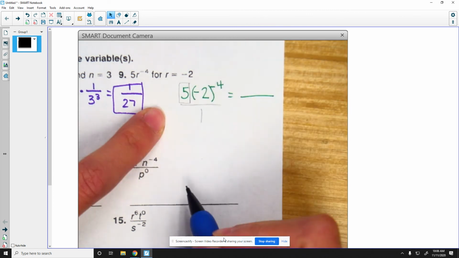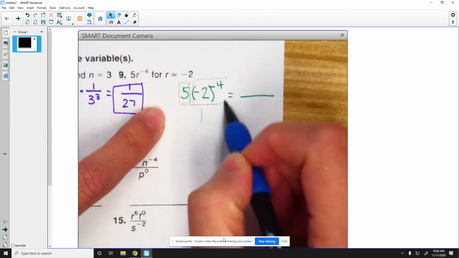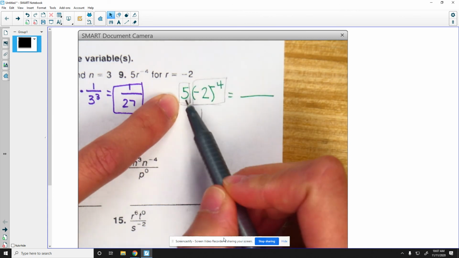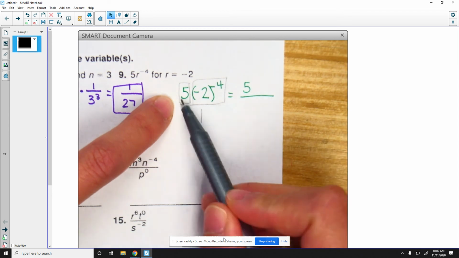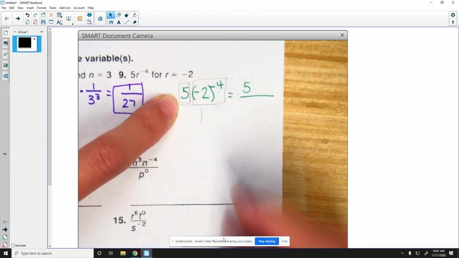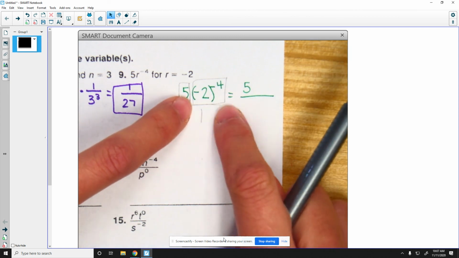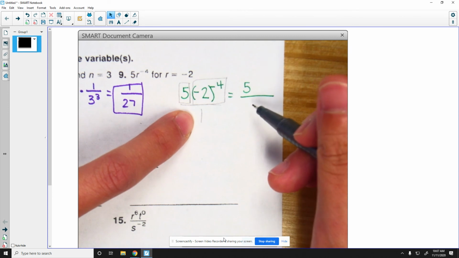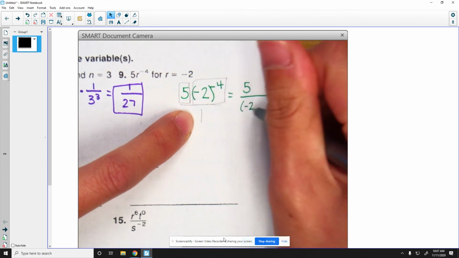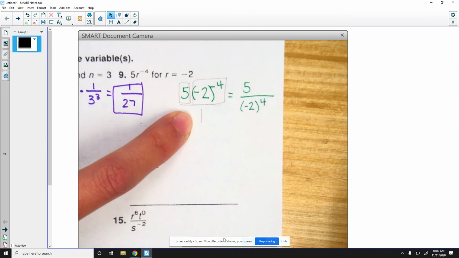You have a 5, and then you have -2 to the -4. So 5, does that have a negative exponent? No, so it just stays the same. There's nothing that I need to do with the 5. It was on top, keep it on top. All right, -2 to the -4. It does have a negative exponent. So do you see how it goes to the bottom? It gets flipped. So at the bottom, I write -2 to the +4.